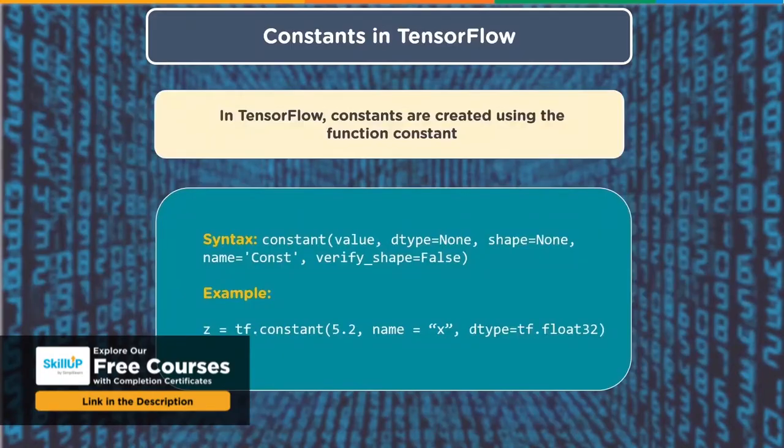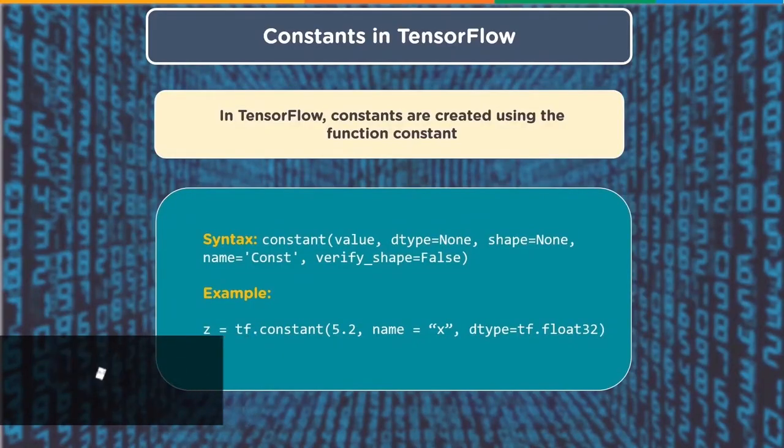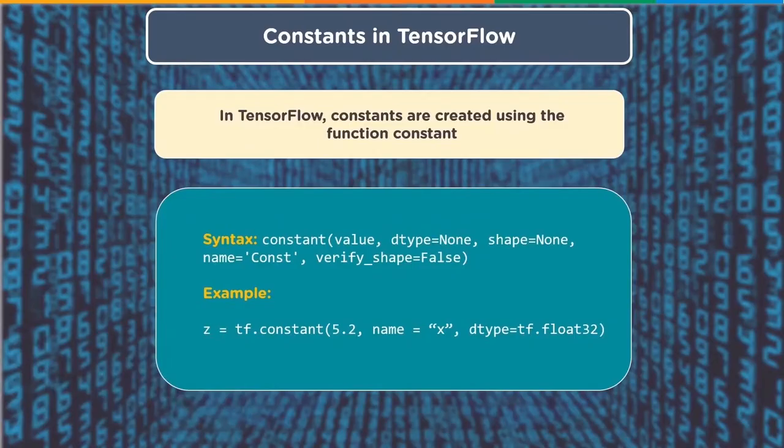So constants in TensorFlow. In TensorFlow, constants are created using the function constant. In other words, they're going to stay static the whole time, whatever you're working with. The syntax for constant is: value, dtype=None, shape=None, name='Const', verify_shape=False. That's kind of the syntax you're looking at.